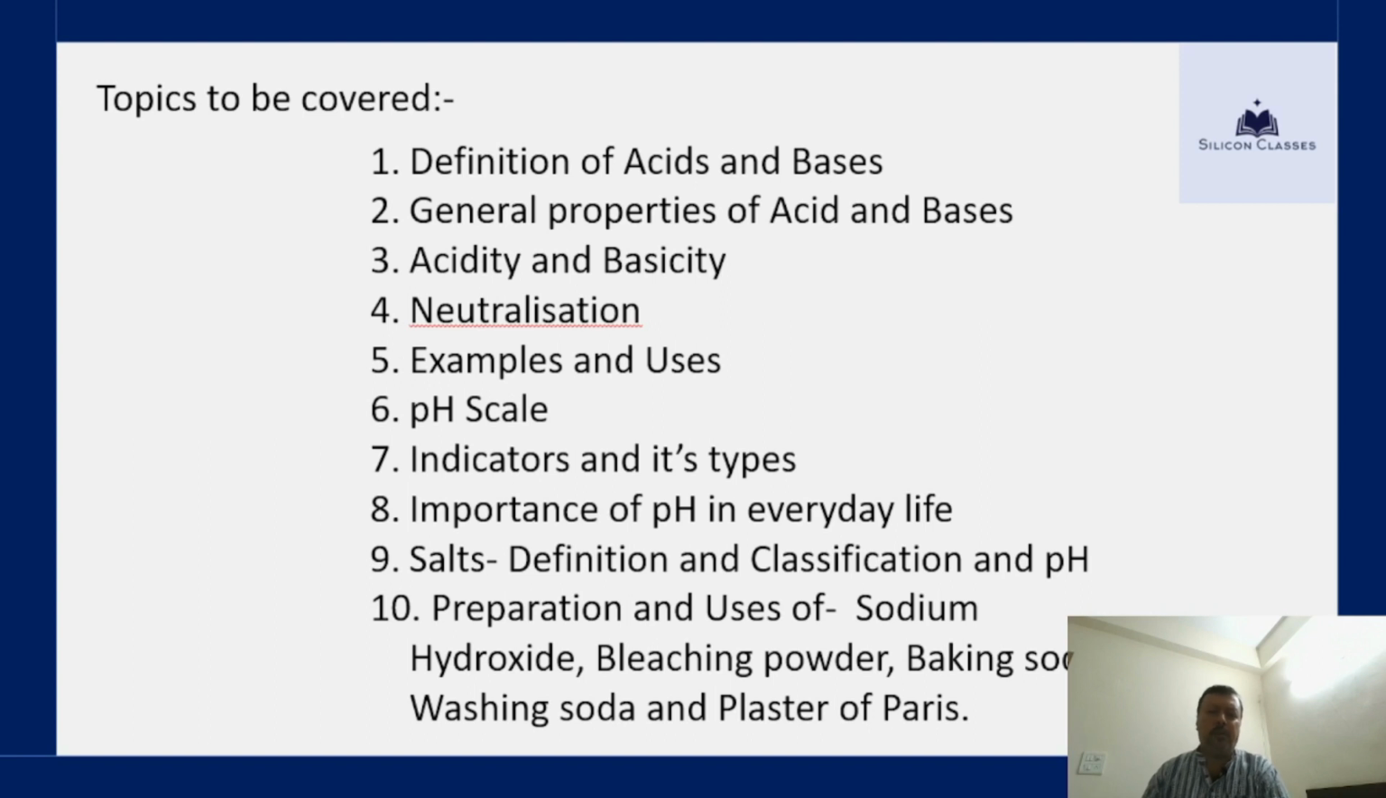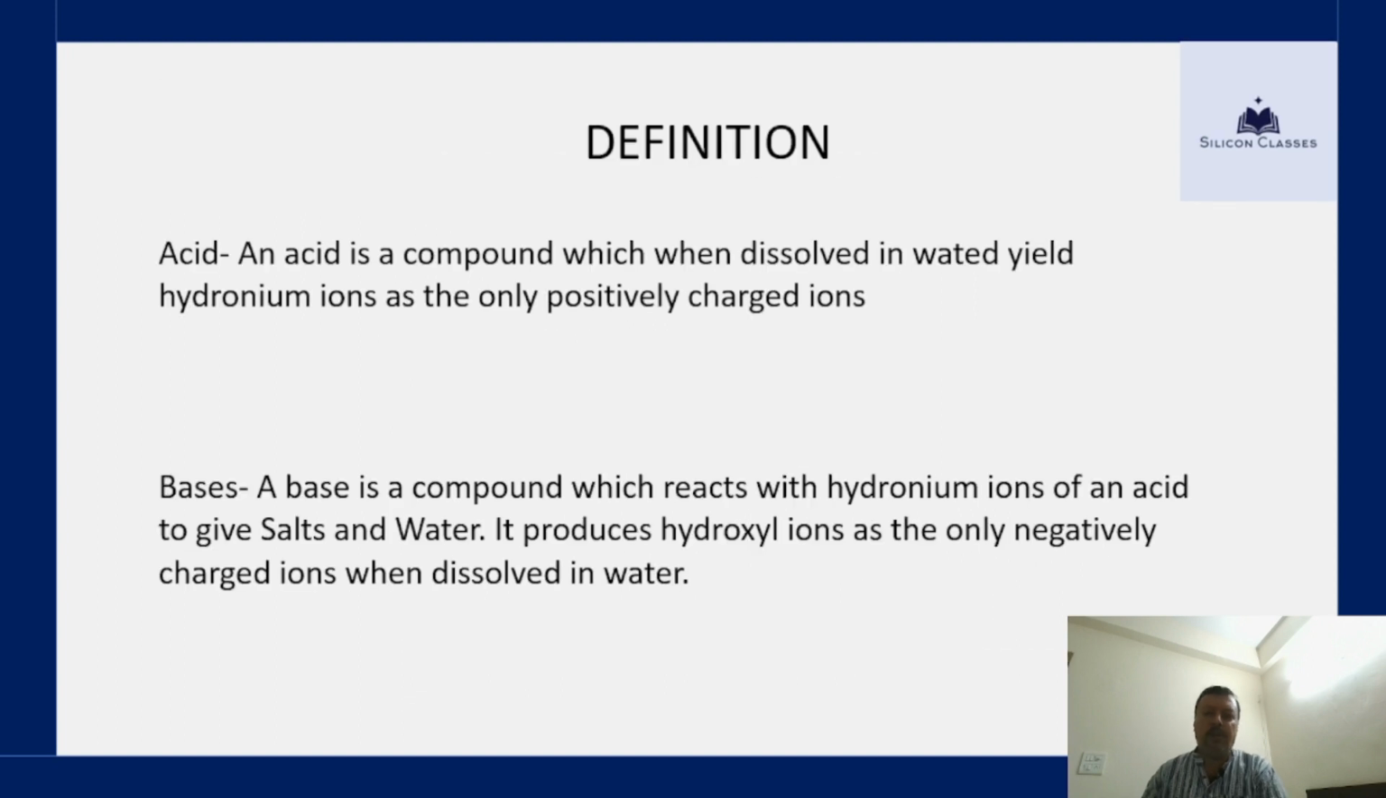We will cover the definition of acids and bases, general properties of acids and bases, acidity and basicity, neutralization, examples and uses, pH scale, indicators and its types, importance of pH in everyday life, definition and classification and pH of salt, and preparation and uses of some compounds like sodium hydroxide, bleaching powder, baking soda, washing soda, and plaster of Paris. Now I am coming to the definition.